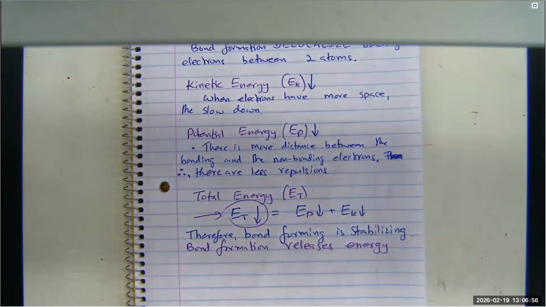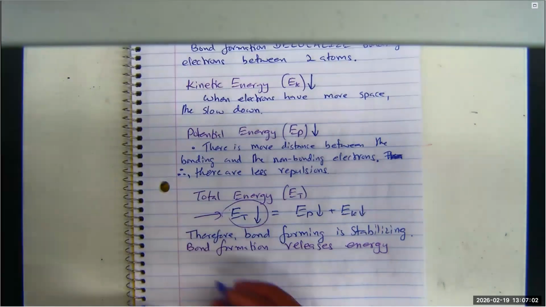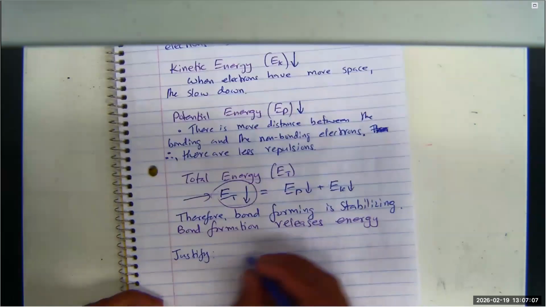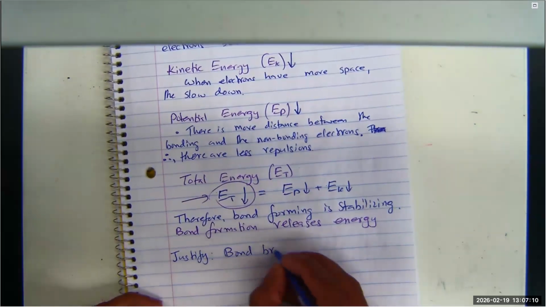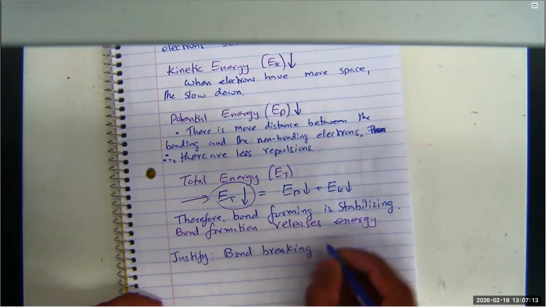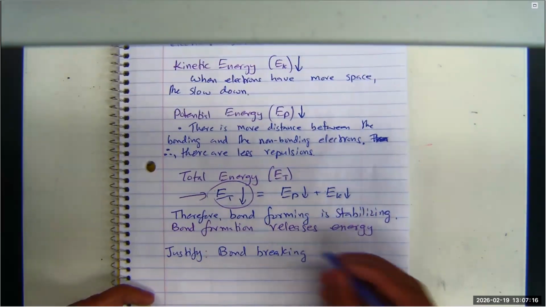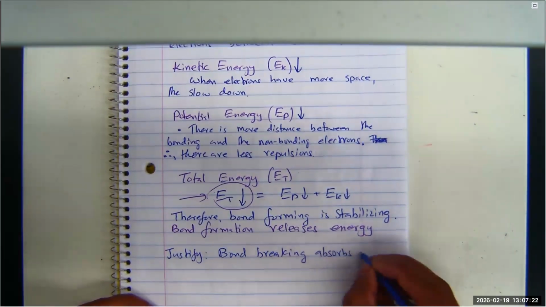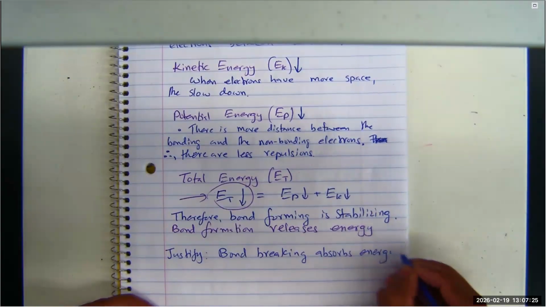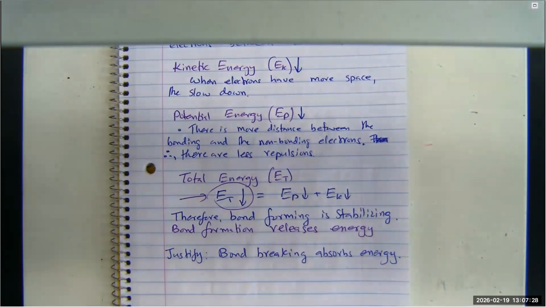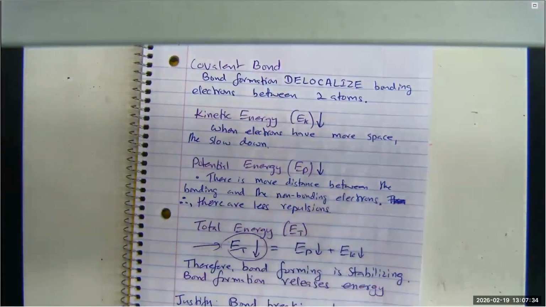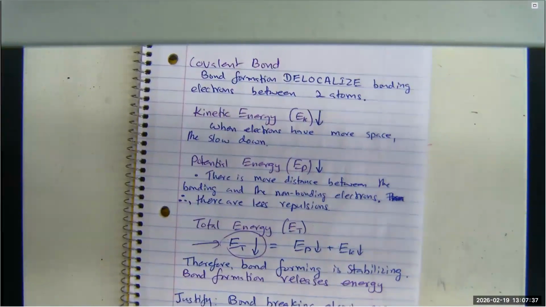All right. Now, I'm not going to write about bond breaking, but you need to be able to justify it. So this is for you to think about. Justify why bond breaking absorbs energy, or requires energy. Let's call it absorb. Bond breaking absorbs energy, the reverse of releasing. So how do we justify this? It is the reverse of everything we talked about when it comes to bond formation. All right, that's it. We're done.